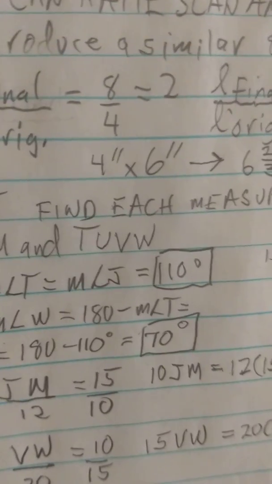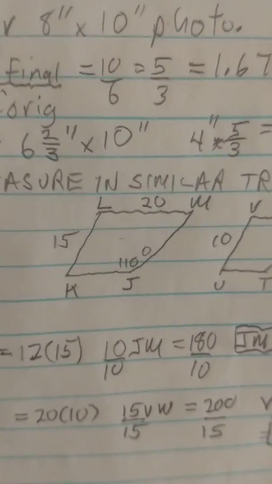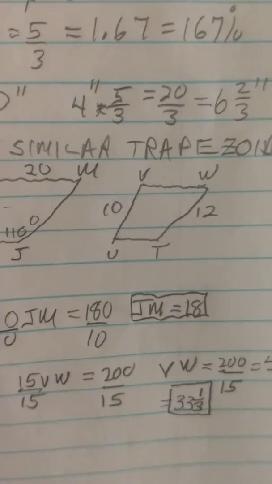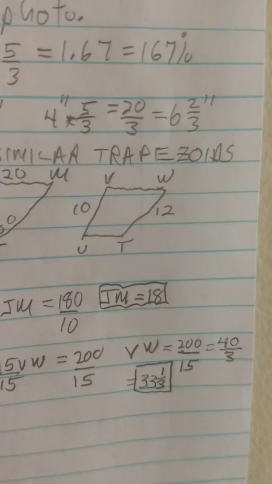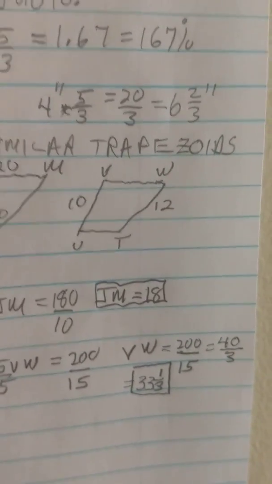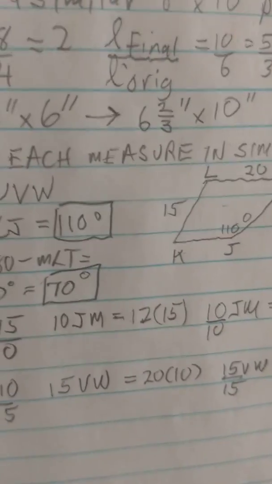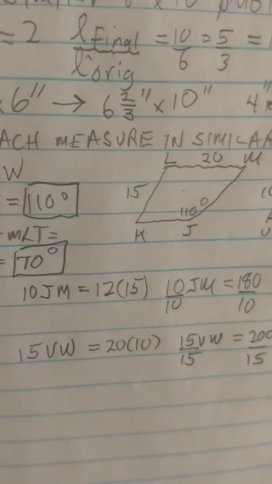But what I can do is turn a 4x6 into a 6 2/3 by 10, and here's how. 4 inches times 5/3 equals 20/3, and 3 into 20 is 6 with a remainder of 2, so 6 2/3. So that's the best I can do with a 4x6 to make it with a 10 length, make it 6 2/3 by 10.